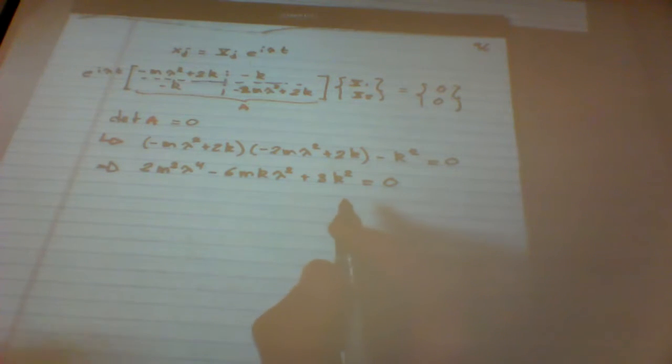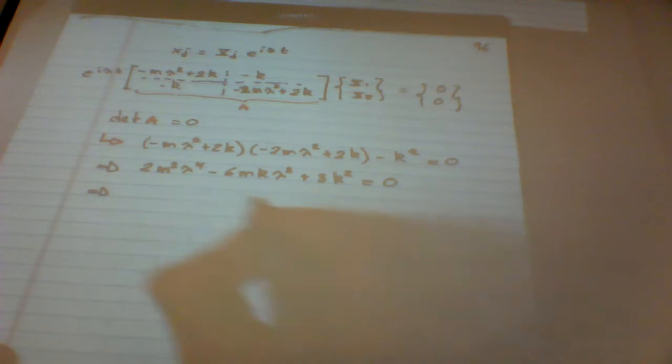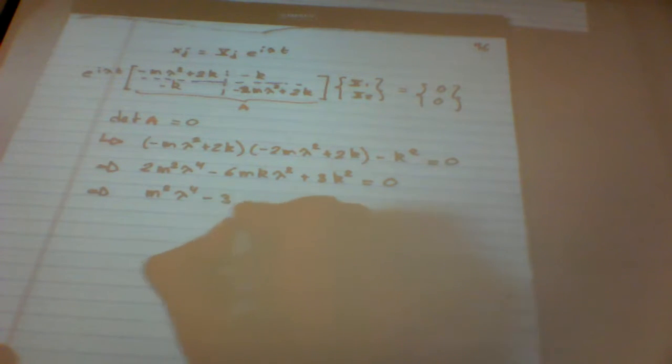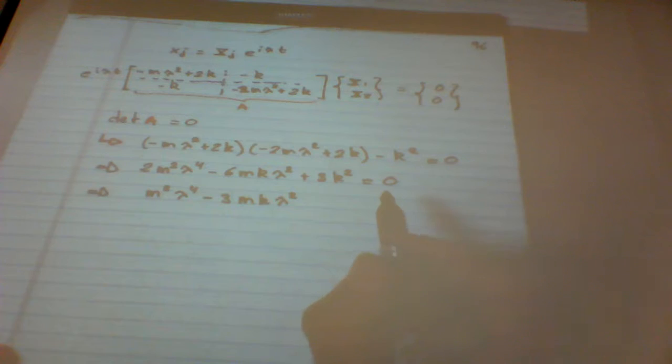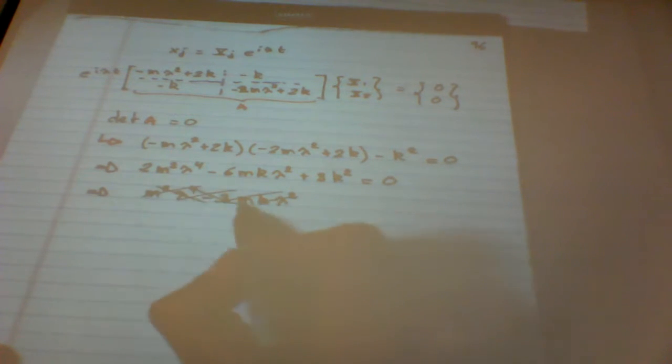So we can divide this one by 2, no? Or you can leave it this way. This would be equal to m squared lambda to the fourth minus 3mk lambda squared, or no, plus 3 half. Maybe not a good idea. Let's just leave this one. Sorry for that. Alright.